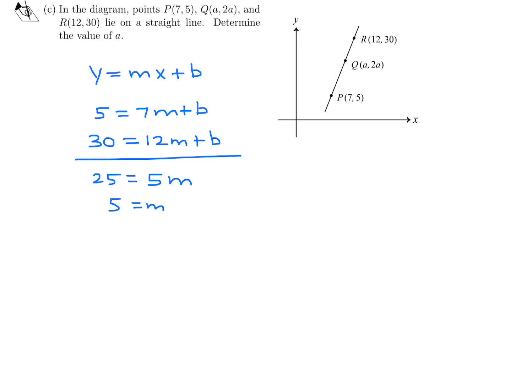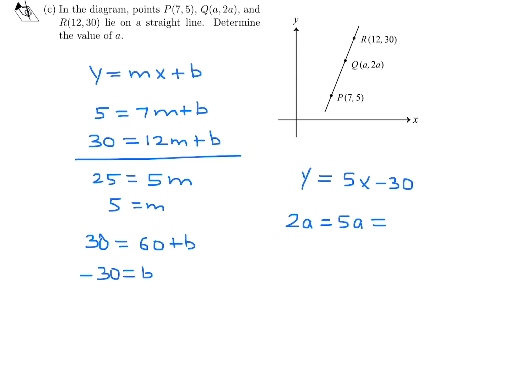Substitute that back in to solve for b, and we'll get 30 is equal to 12 times 5, which is 60, plus b, and therefore b is equal to minus 30. So our equation is y is equal to 5x minus 30. And then we can substitute in (a, 2a): 2a for the value of y, a for the value of x. And that gives me 30 is equal to 3a. A, therefore, is equal to 10.